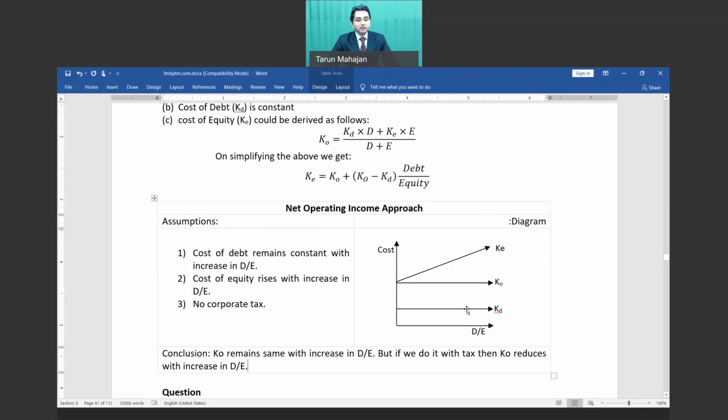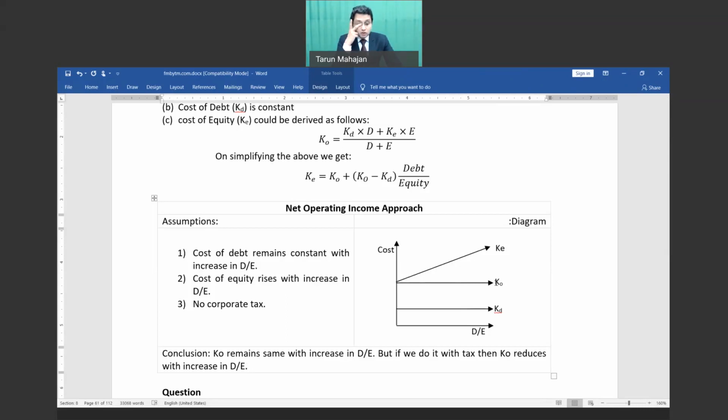Look at this diagram. KD remains constant. KE rises in proportion to debt, and therefore the overall cost of capital remains the same. So if you are getting greedy, thinking that cheaper debt will reduce my cost, be cautious. Cheaper debt will cause equity to become expensive, and ultimately you will remain at the same level.